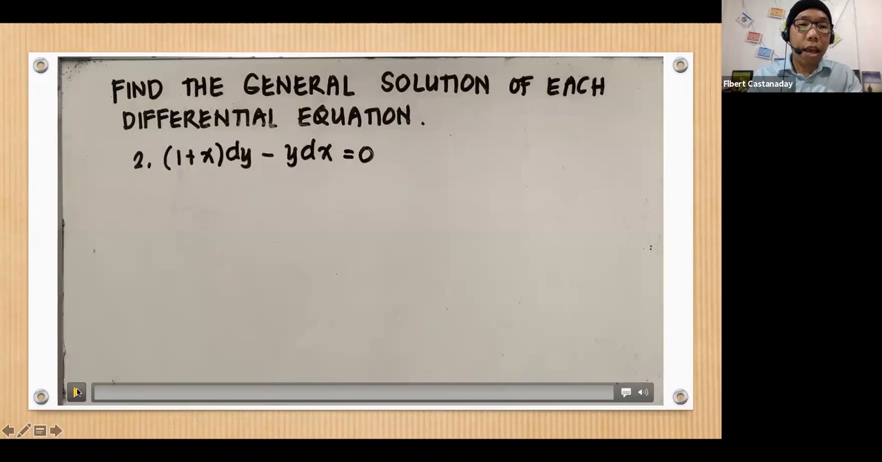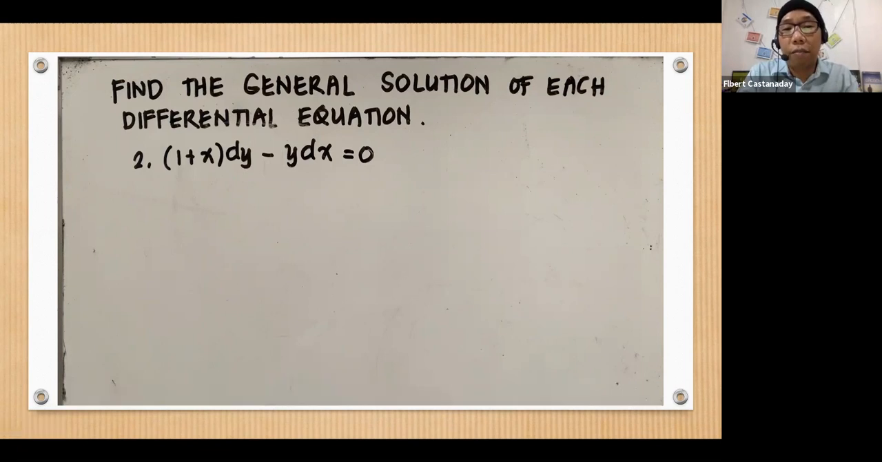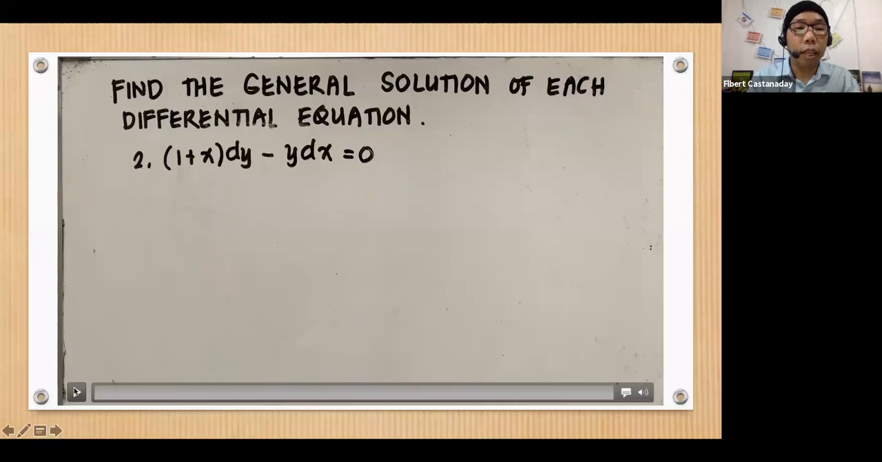Okay, so here we have the quantity 1 plus x times dy minus y dx equal to 0. As you can see, hindi siya pure function of y. Well, in fact, dapat para ma-integrate natin siya, dapat pure function of y. And here in the second term, this is not pure function of x. So yeah, let's play this one.